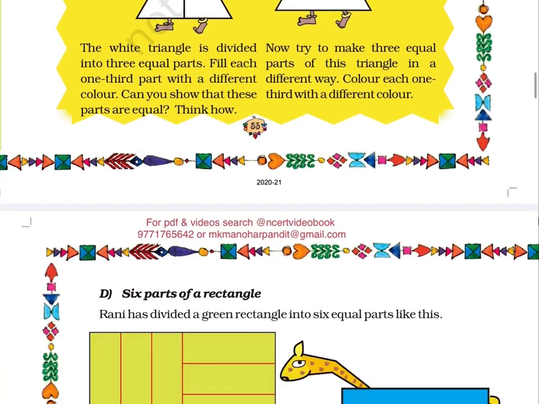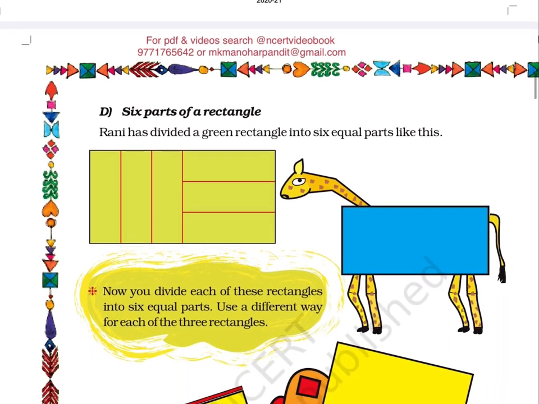Page 54. D. 6 parts of a rectangle. Rani has divided a green rectangle into 6 equal parts like this. Below this we see the picture of a green rectangle which has been divided into 6 equal parts with red lines. Below that we have pictures of 3 more rectangles, 1 blue and 2 yellow in color.